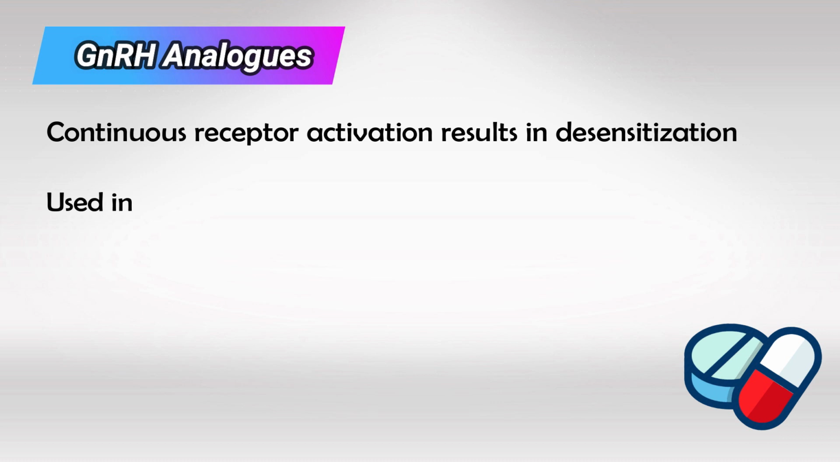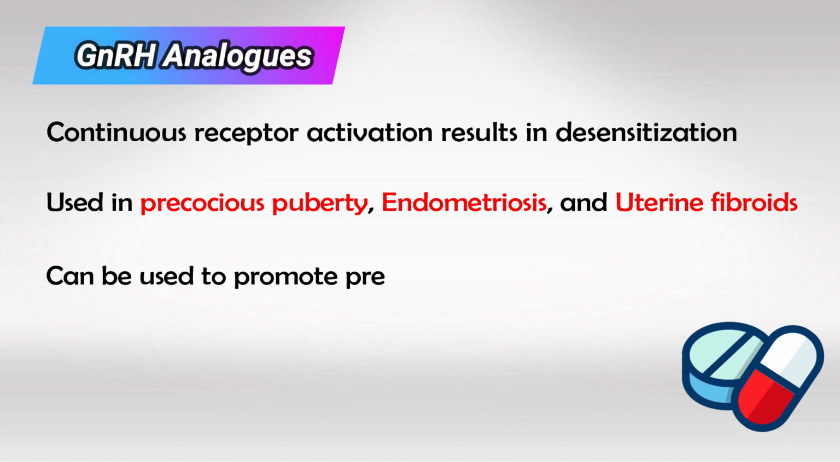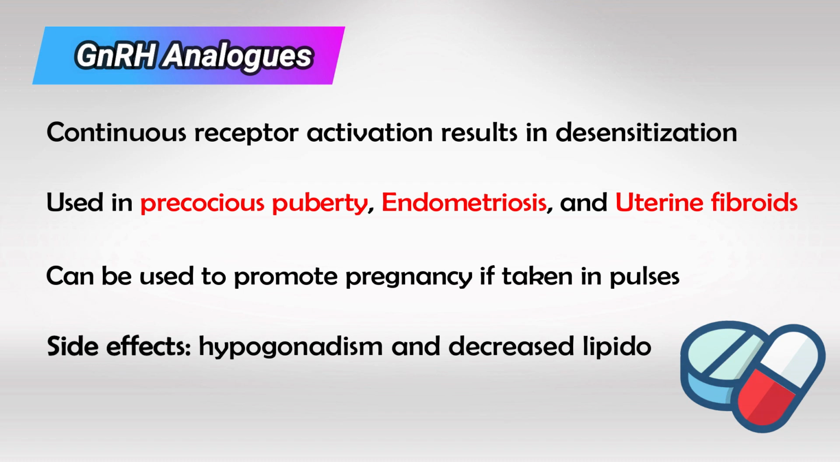Other than using this medication to prevent pregnancy, we also use it to delay puberty in patients who have early puberty. It can also be used with endometriosis and uterine fibroids. And if we take the medication in a pulsatile fashion, it will also promote pregnancy in patients suffering from infertility. The downside, of course, is hypogonadism and erectile dysfunction in males and decreased libido in females.